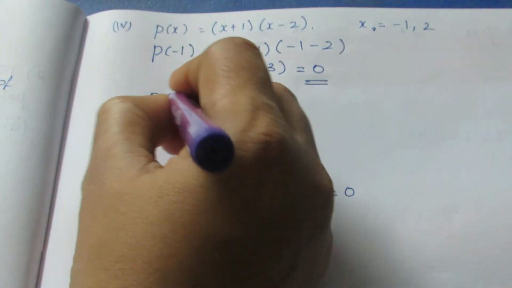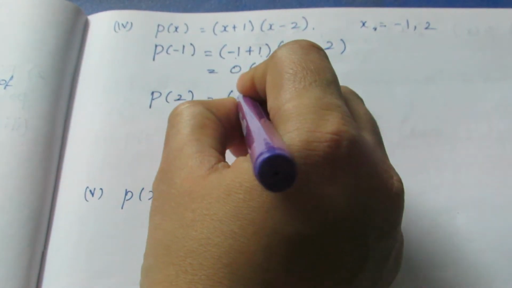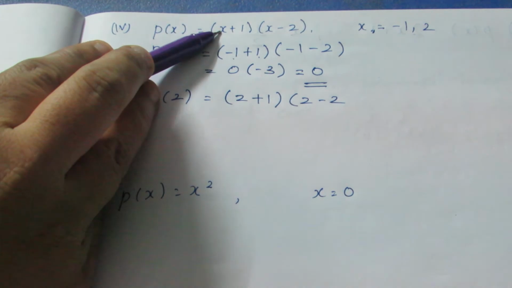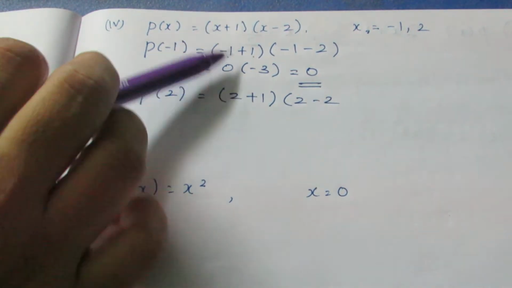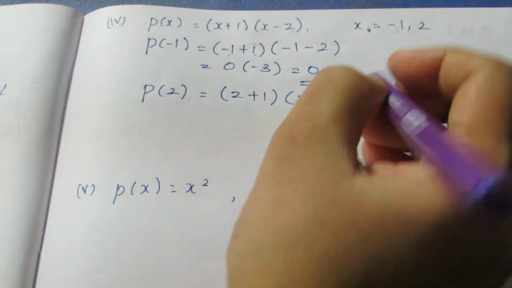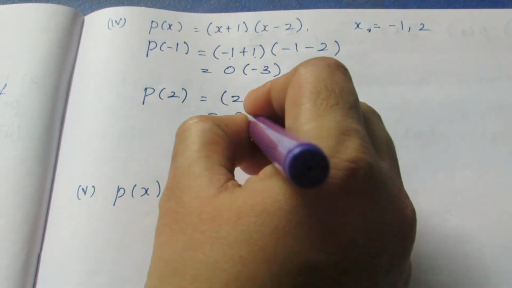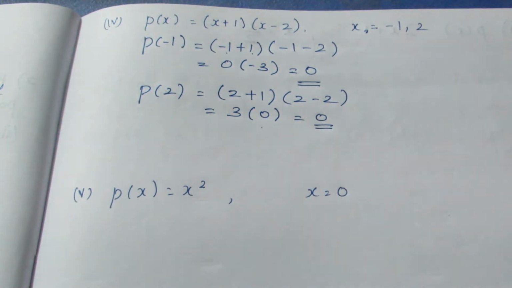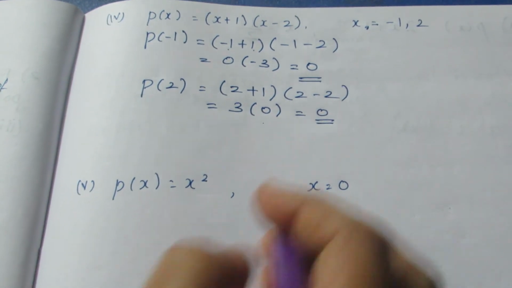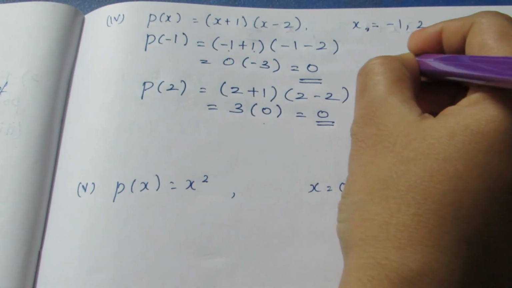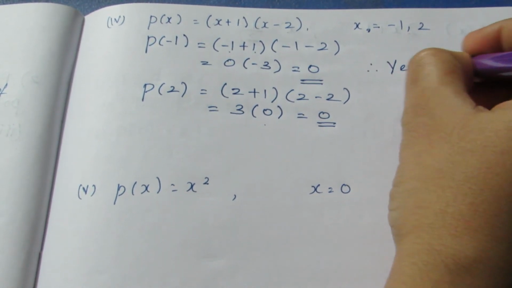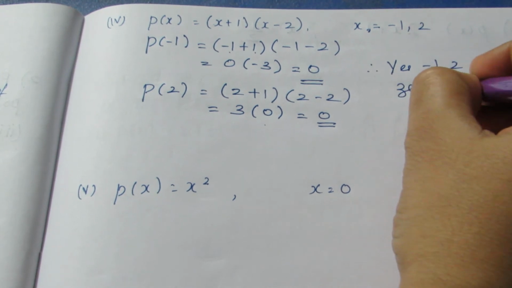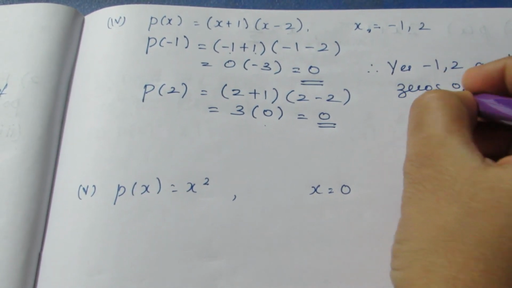Now we'll check it with 2. For 2, 2 plus 1, 2 minus 2. I am just substituting the value of x to be 2. Here it becomes 3 into 2 minus 2, which is 0. So 0 into any number will be 0. Now I got 0 for both the cases. Therefore, yes, minus 1 comma 2 are the zeros of the polynomial.